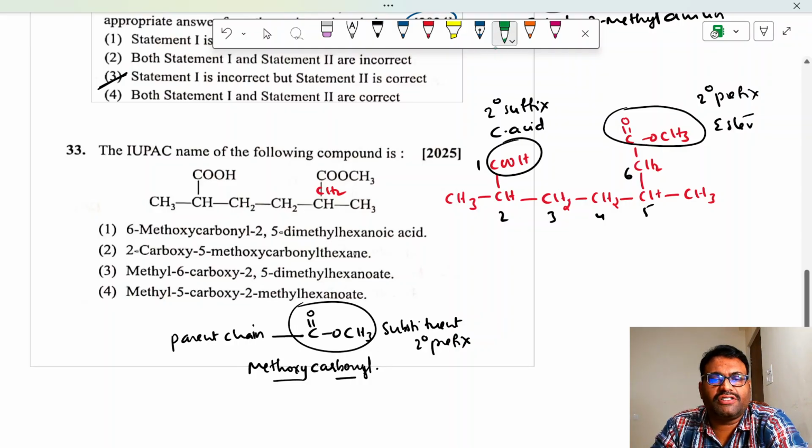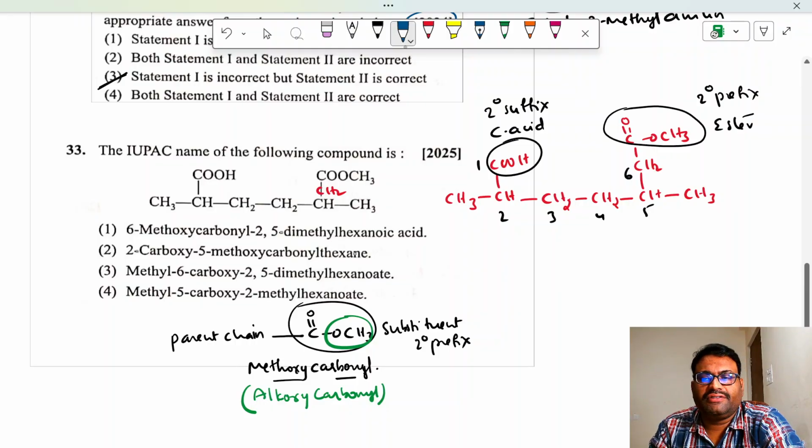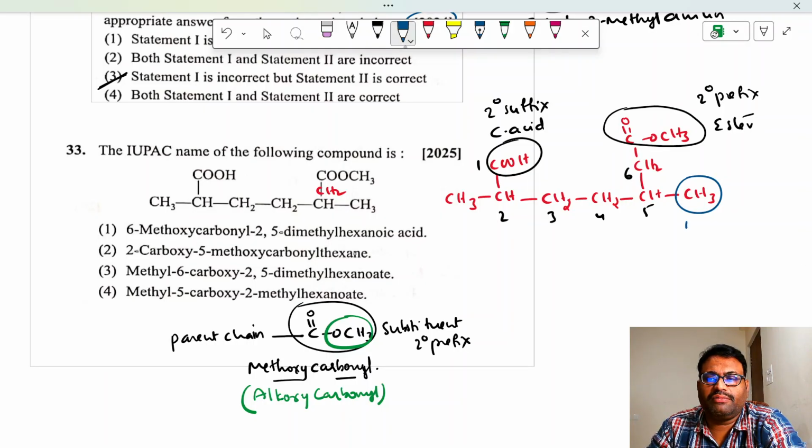So what is methoxy here? OCH3 is called methoxy and C double bond O is carbonyl. So methoxycarbonyl. The general representation is alkoxycarbonyl. Here as we have CH3, we are writing methoxy instead of alkoxy. Are you getting this? So now what will you write? Two substituents are there. Another substituent is also there. What is that? Methyl.